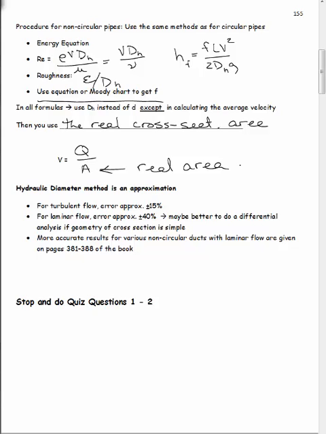Okay. Hydraulic diameter method, very much an approximation, like all of this stuff from experiments is an approximation. For turbulent flow, it's not too horrible. It's plus or minus 15%. But for laminar flow, it's actually really bad, plus or minus 40%, which is why a lot of these different areas are calculated using the Navier-Stokes equation. And some have already been done for you, but unless it's a really complicated geometry, you can go ahead and do the Navier-Stokes equations for laminar flow. Some of them have already been calculated for you. All right, so stop here and do quiz questions 1 and 2.